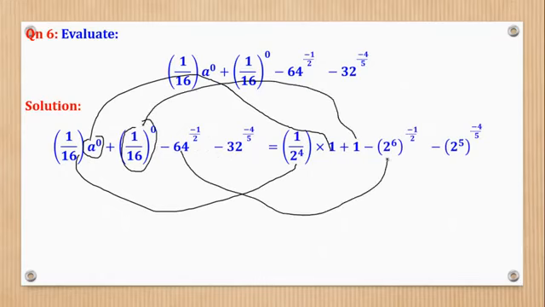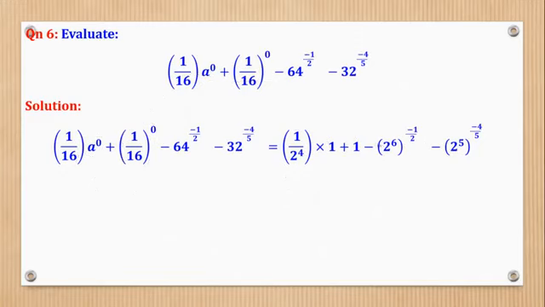64 becomes 2 to power 6. 32 becomes 2 to power 5 when you prime factorize. Okay, then these are all powers, so I can multiply them. Also, these ones are all powers, I can multiply them. And this one I can get the reciprocal, so the sign changes. It was positive 4, now it is negative 4.